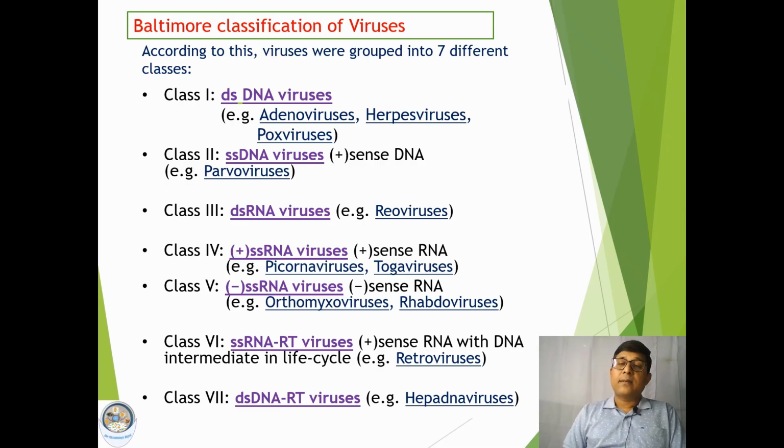Then the last, class 7, includes the DNA viruses or double-stranded DNA viruses where reverse transcriptase enzyme is present or carried by the virus. These are the classes according to the Baltimore method of virus classification.